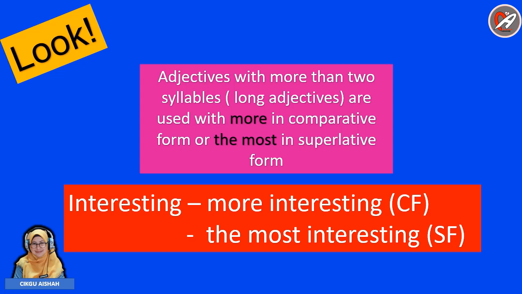Adjectives with more than two syllables, we call them long adjectives. For long adjectives, we use more in the comparative form or the most in the superlative form. For example, interesting. This adjective has four syllables. So we add more for the comparative form, more interesting, and we add the most interesting for the superlative form.